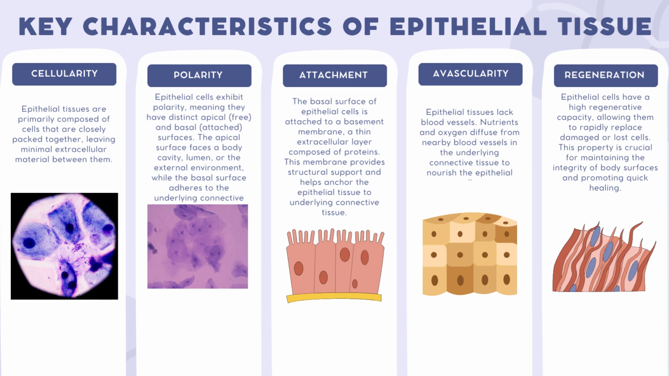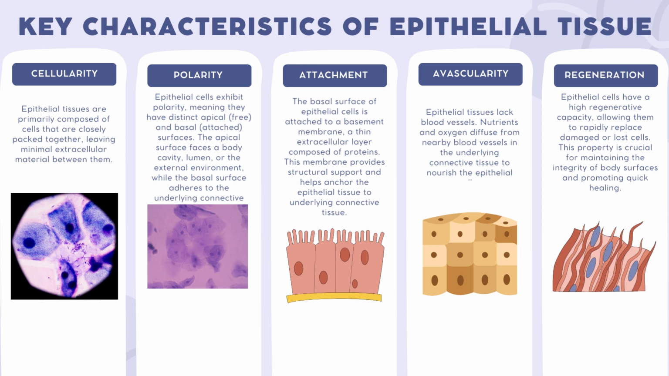Another characteristic of epithelial tissue is attachment. The basal surface of epithelial cells is attached to the basement membrane, a thin extracellular layer composed of proteins. This membrane provides structural support and helps anchor the epithelial tissue to underlying connective tissues. This is more of a cartoon type picture here, but the yellow or goldish layer underneath shows where that basement attachment membrane lies.